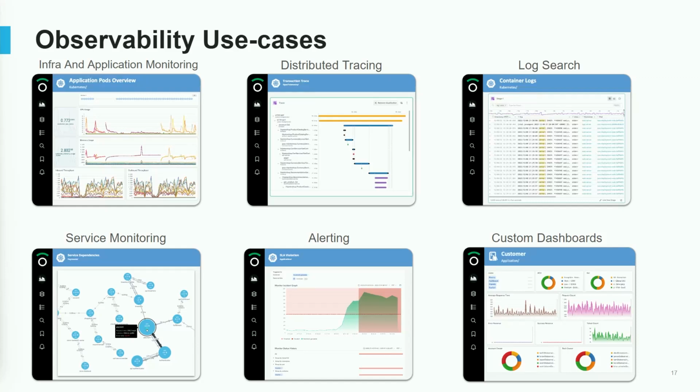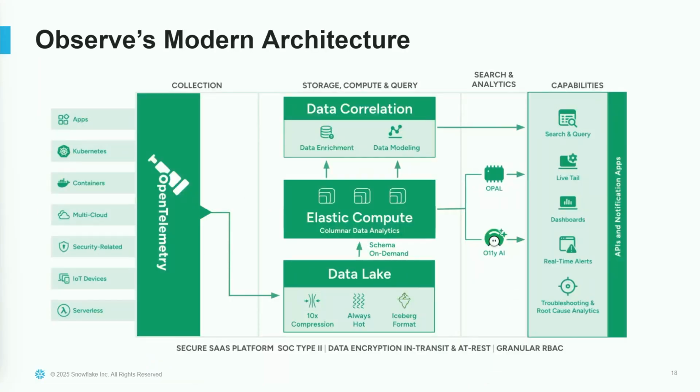As I mentioned before, we are a full-fledged observability solution. We provide all different kinds of use cases and functionality like infra and application monitoring. We have a new APM offering just coming out today, distributed tracing, log search, service monitoring, alerting, and custom dashboards. All of those use cases are enabled by our modern architecture.